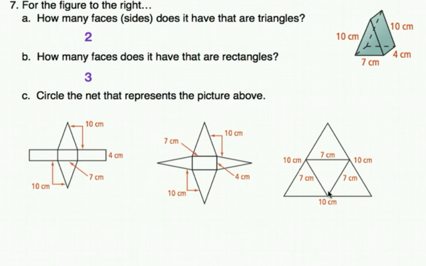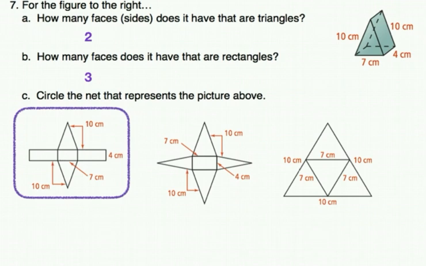Out of the nets below, there's only one that has exactly 2 triangle sides and 3 rectangular sides, and that would be the first one. Well done if you identified the first one as your net that folds if you took these triangles and folded them up and these rectangles and folded them up to create this figure.